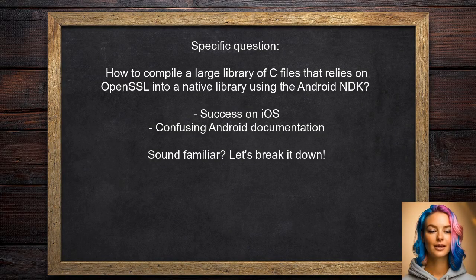Let's dive into the specific question at hand. One user recently asked how to compile a large library of C files that relies on OpenSSL into a native library using the Android NDK. They mentioned that they had success on iOS, but found the Android documentation confusing. Sound familiar? Let's break it down together.